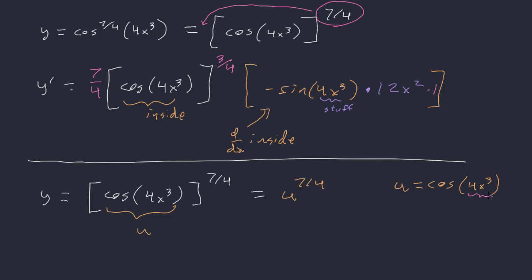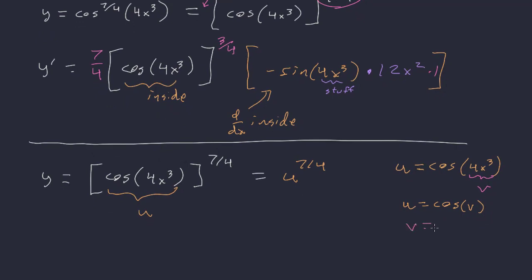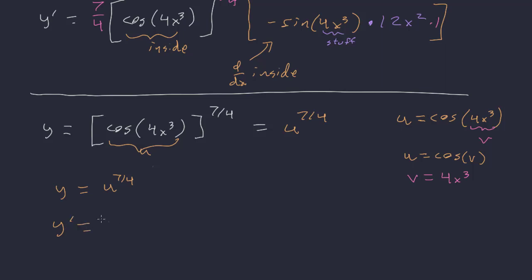Okay, and so what's on the inside of cosine we could call v. So we could say that u is just cosine of v, and then v is 4x cubed. Okay, so then when y is u to the 7/4, its derivative, y prime, will be 7/4 u to the 3/4 times u prime. Okay, well, u prime, if u is cosine v, u prime is going to be negative sine v times v prime.